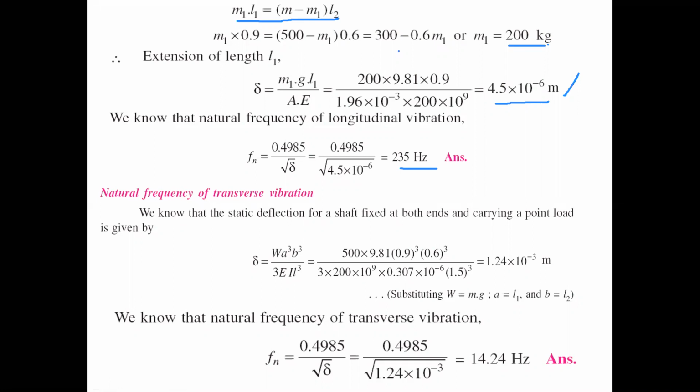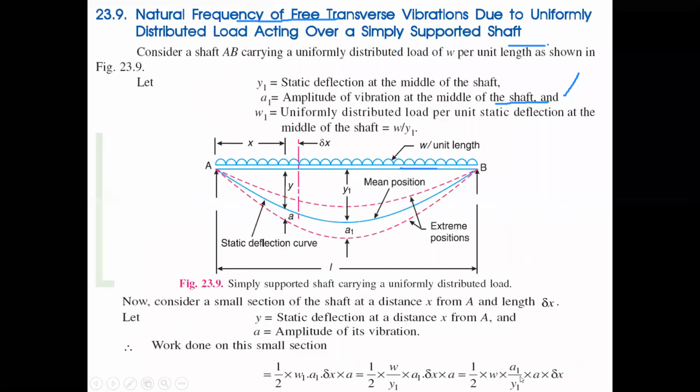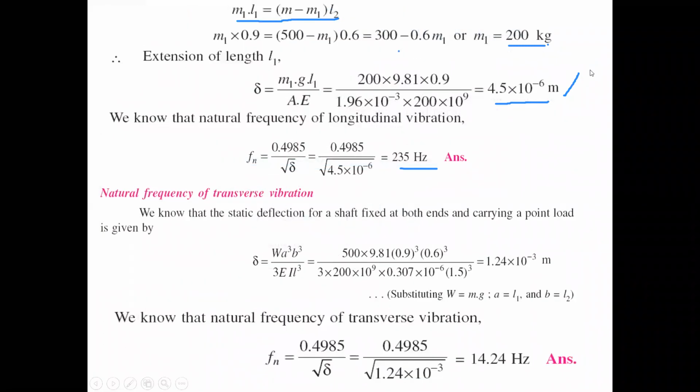So that is 0.4985 by root delta. So just substitute the delta value in our equation. Then simply we get our 14.24 hertz.